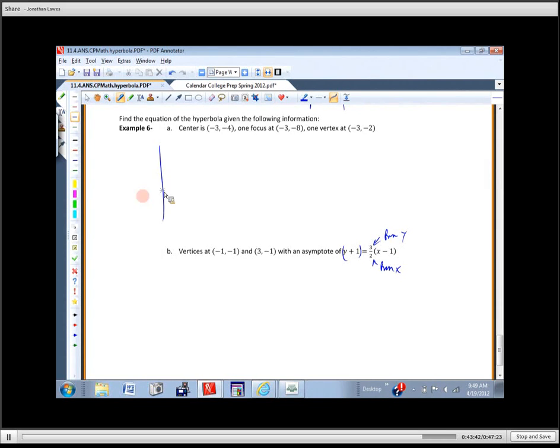Center is at -3, -4. Don't have to graph it, but that's probably going to be helpful. Focus at -3, -8. That's -8. That's -4. And it has a vertex at -3, -2. So there's a vertex. There's the center. There's a focus. And this is -2. So if this is the center and it's got a vertex up here, it would have to have a vertex down here. And it would have to have a focus up here. So it's got to go like this.